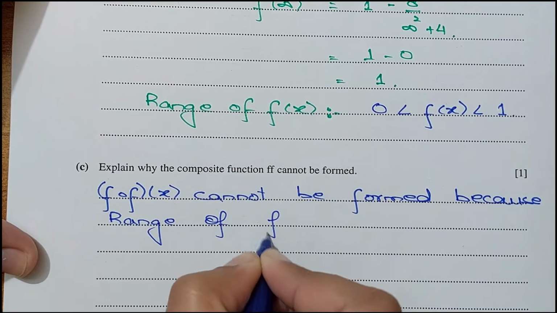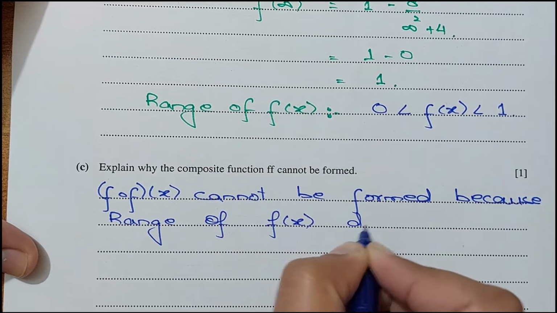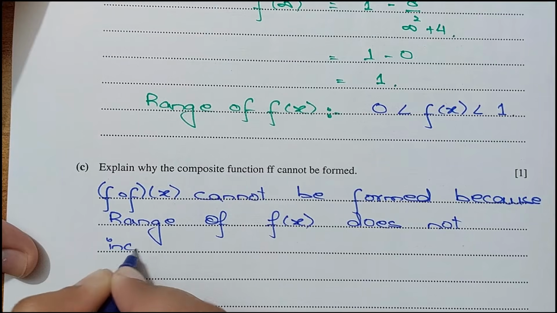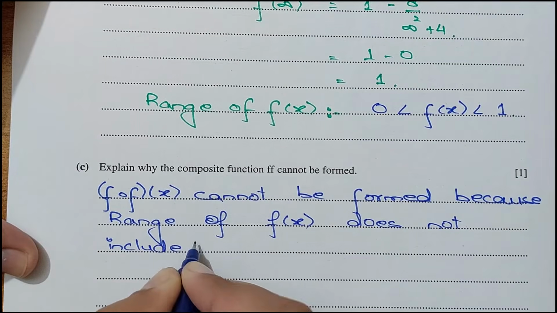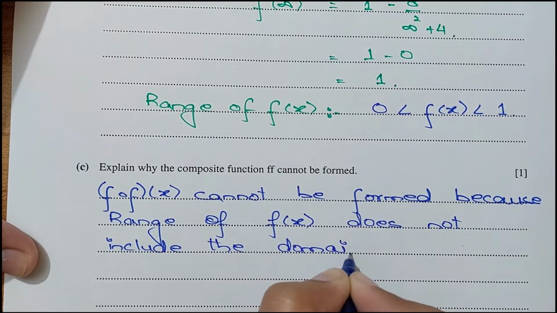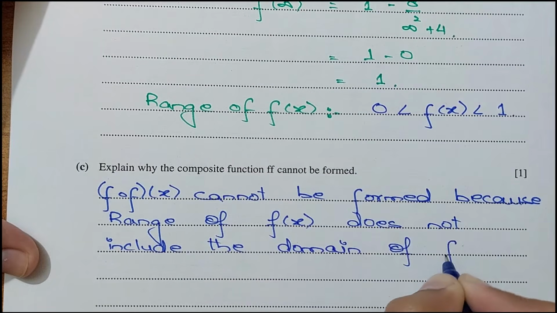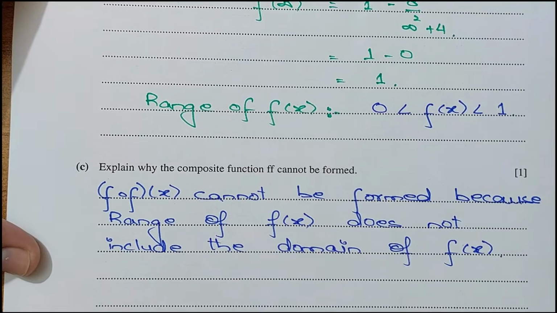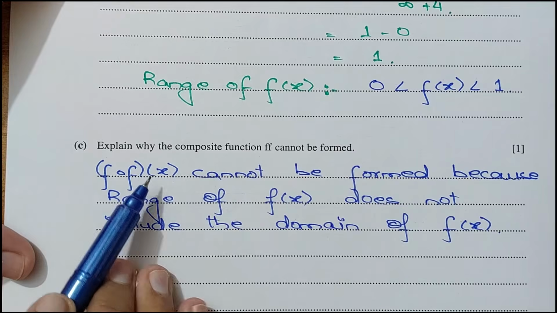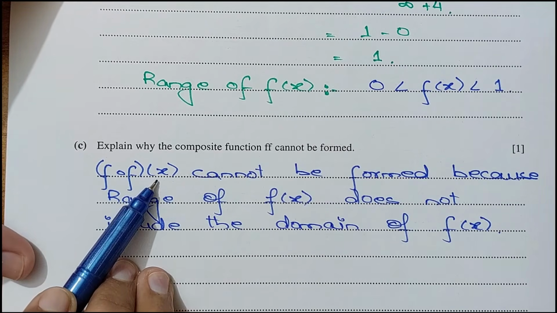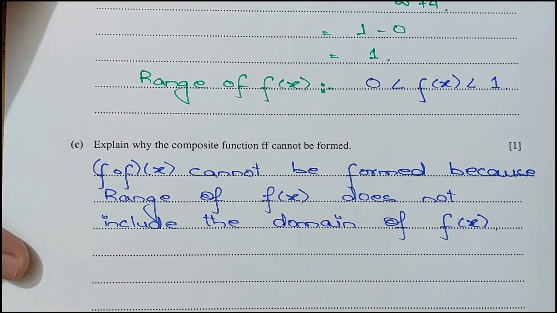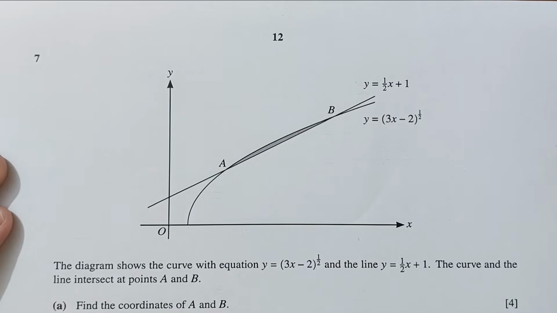because the range of the inner function f of x does not include the domain of the outer function f of x, right? That is why we cannot form f composition f. The inner function's range must include the domain of the outer function, then the composition is possible, otherwise it is not possible.